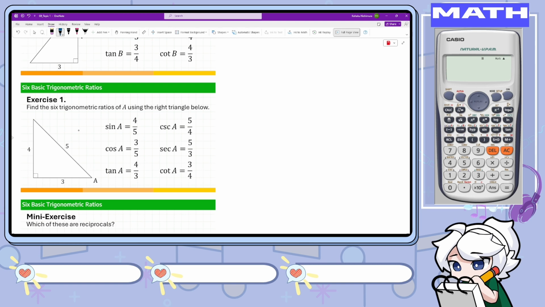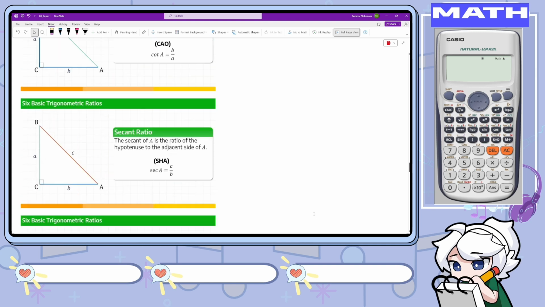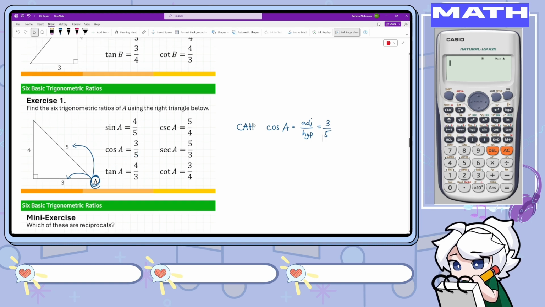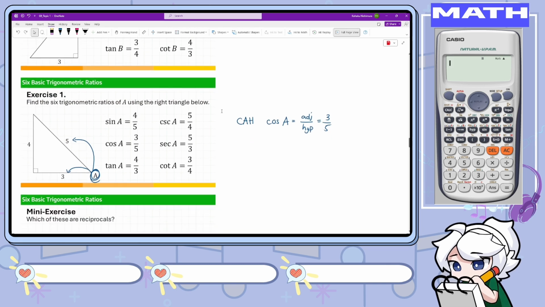Next, it's already given here, but let's try to solve the following. Let's just focus on cosine, if cosine is indeed correct. So using this information, let's see cosine A, focusing on A. If you remember cosine, it's CAH, wherein cosine theta, or in this particular case, cosine A, is adjacent over hypotenuse. Adjacent of A is this one, right? And the hypotenuse is always going to be here. So if we check, indeed 3/5 is the answer. Just to check that it's indeed correct, you can pause the video and answer this for yourself.